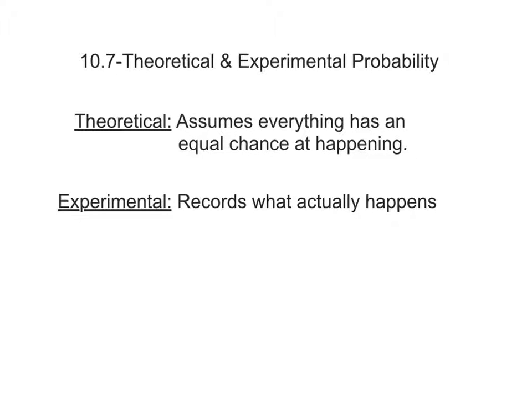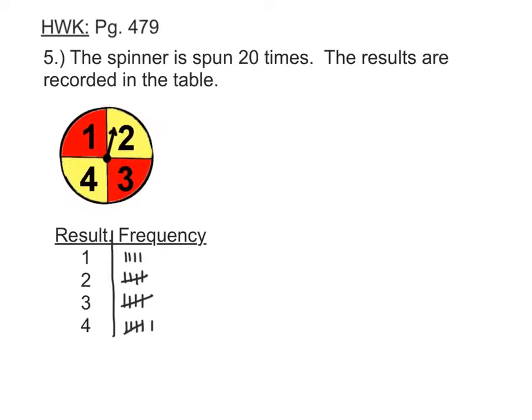Experimental probability, on the other hand, actually records what happens. So taking a coin and flipping it a number of times and recording how many times it comes up heads and tails is an experimental probability, whereas assuming that the coin is going to land on heads half of the time and tails half of the time, that's a theoretical probability.